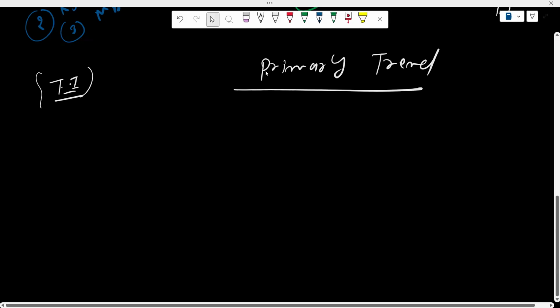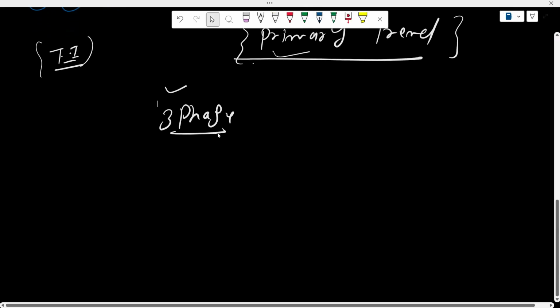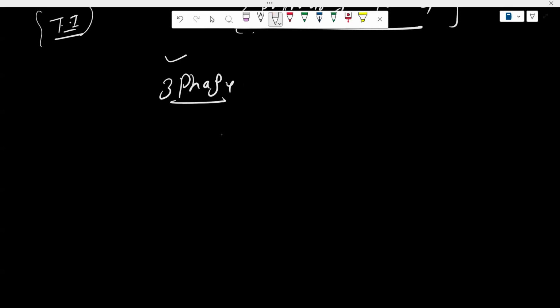See, a primary trend has three phases. Always a primary trend will have three phases. We are going to see what the three phases of the market are, and also see which phase we are currently in. You just have to guess in which phase the market currently is. So what are these three phases?